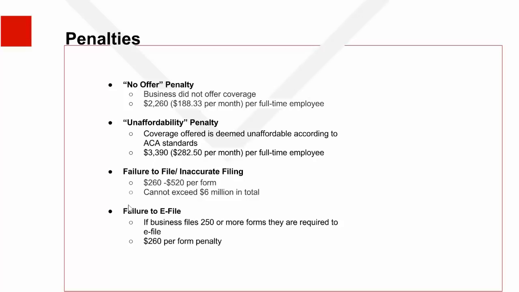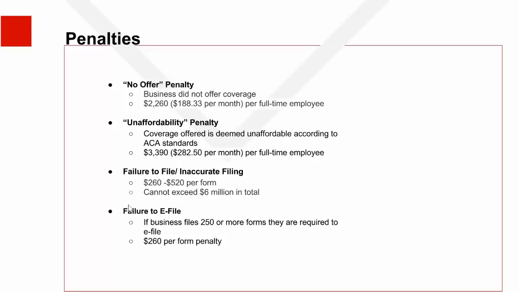So the next one is the unaffordability penalty, which means if coverage is offered but is deemed unaffordable based on the ACA standards that we've previously discussed, then the employer is subject to an annual penalty of $3,390 per employee. Or again, this one's also broken down on a month-to-month basis, it's assessed monthly, so it would be $282.50 a month per employee.